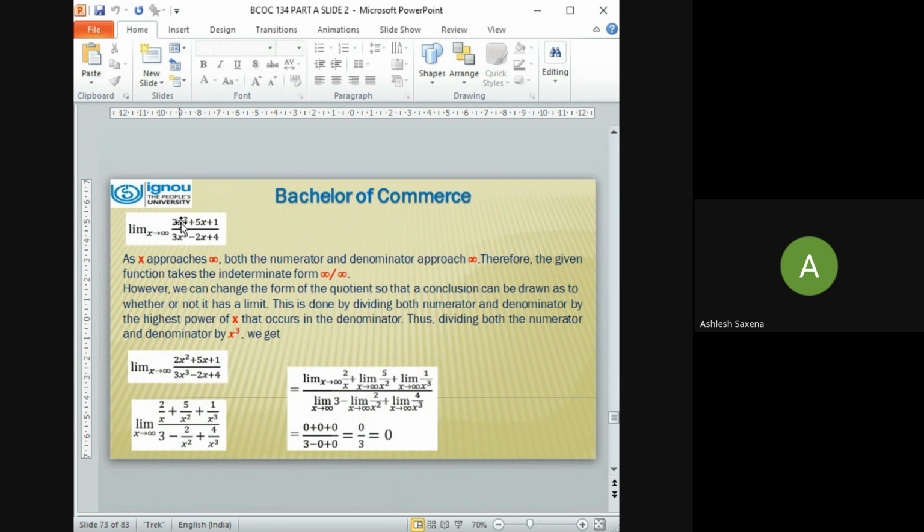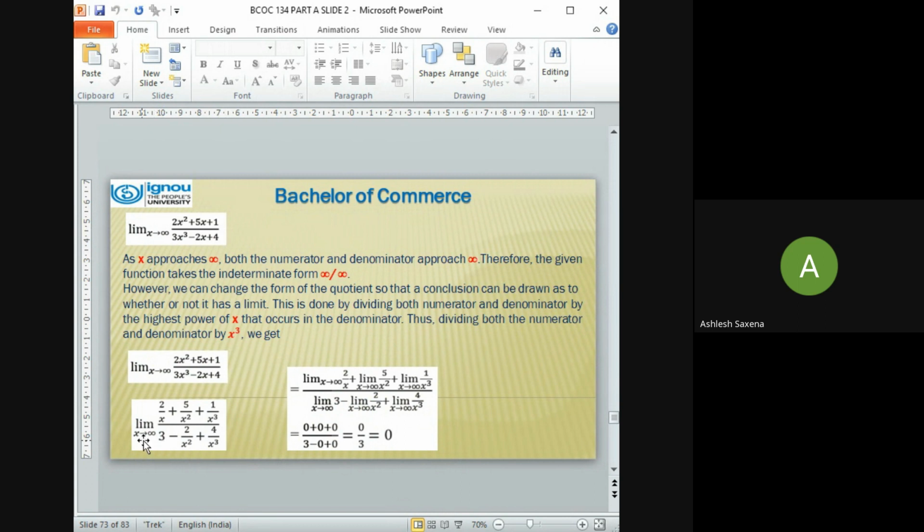When you divide 2x square by x cube, you will be left with 2 by x. When you divide 5x by x cube, you will be left with 5 by x square. And when you divide 1 by x cube, it will be 1 by x cube. That is for the numerator. As for the denominator, it will be 3 minus 2 by x square plus 4 by x cube.